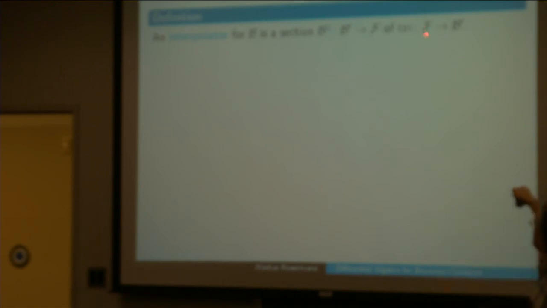So the trace map goes from F to B prime. You remember B prime is just the subspace of F star, which is reached by the image of the trace. So that this is a surjective map. Then this has a section, and this section I call an interpolator. And of course, in general, there may be different interpolators. What does this mean practically?